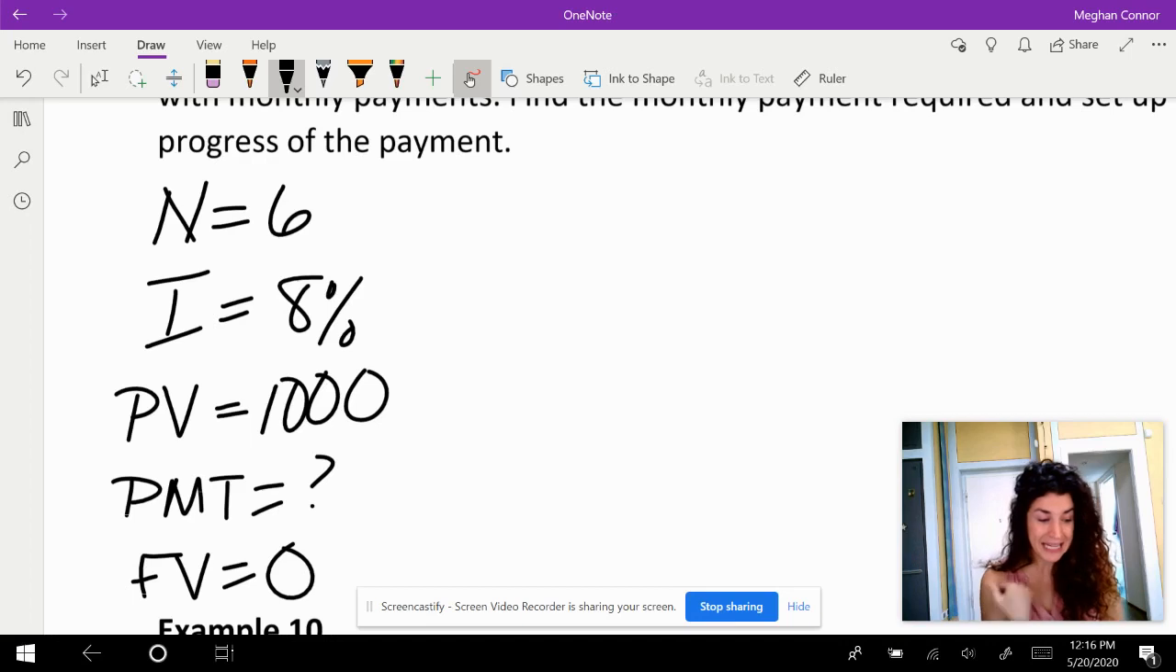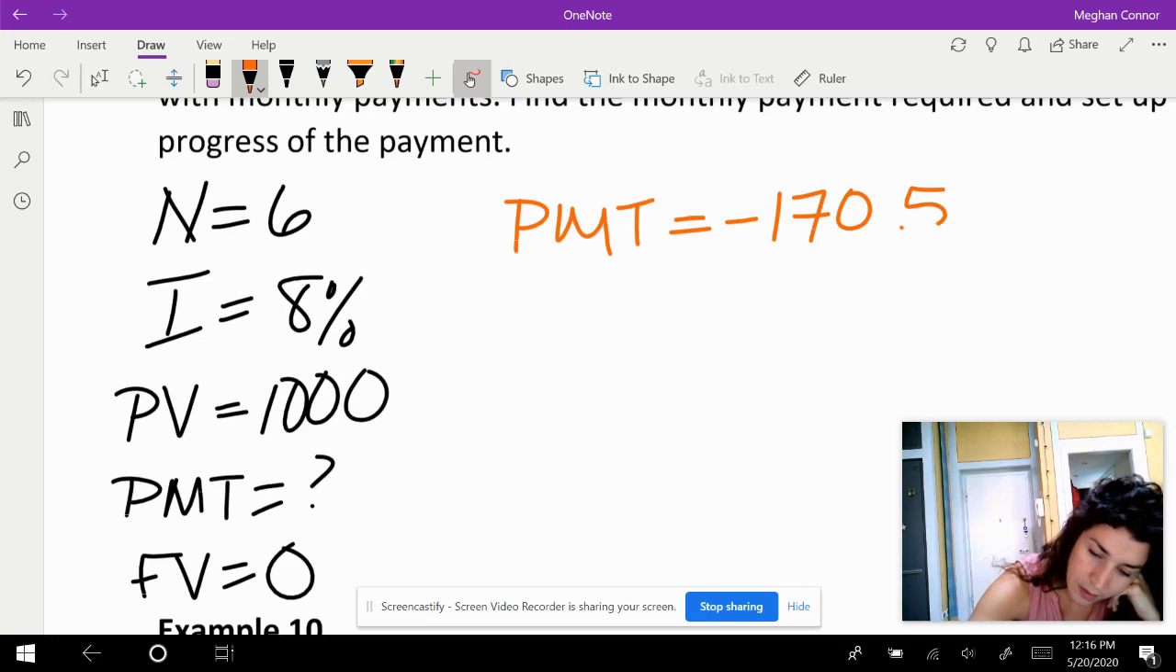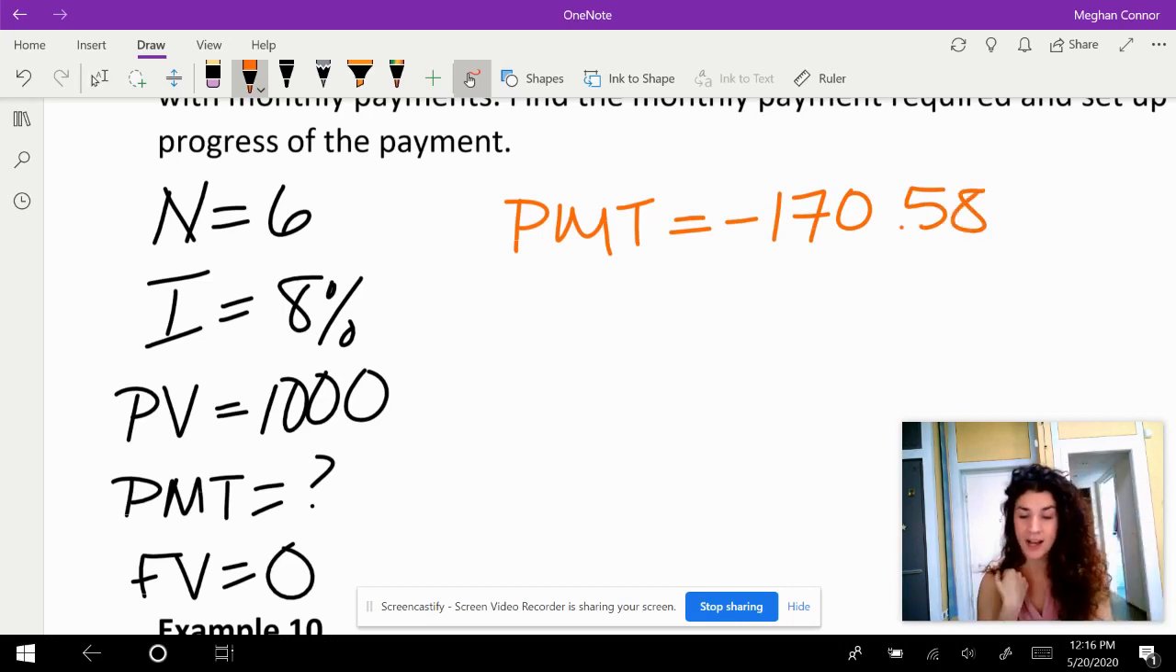So you get negative 170.58. So your monthly payments are 170 euro and 58 cents.